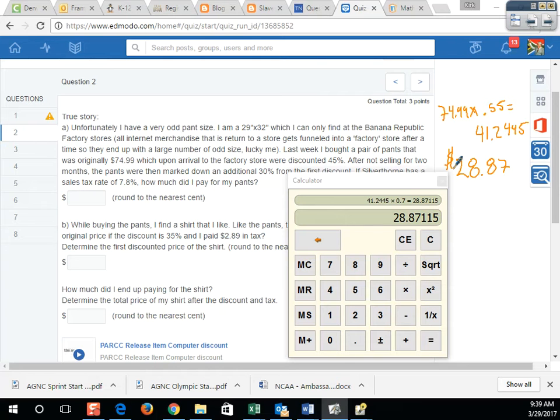So I'm going to take this price, I'm going to multiply it by 1.078. This 1 represents the actual cost of the pants. This 0.078 represents the tax. So times 1.078. And so I get a final cost to me of $31.12. Not a bad deal.